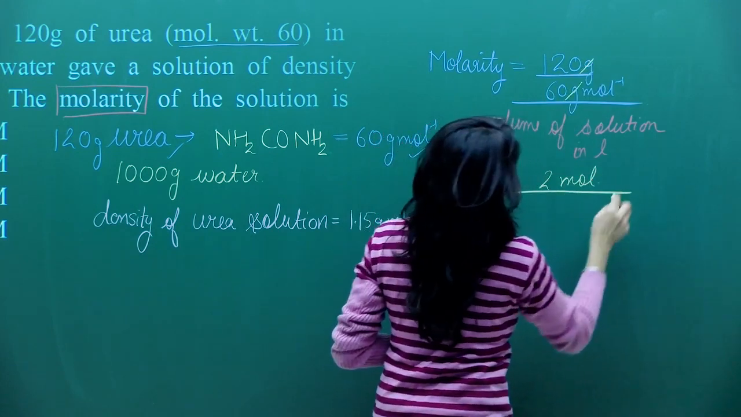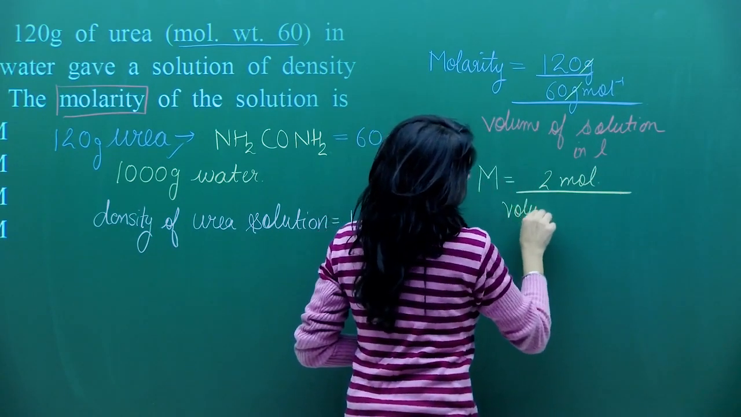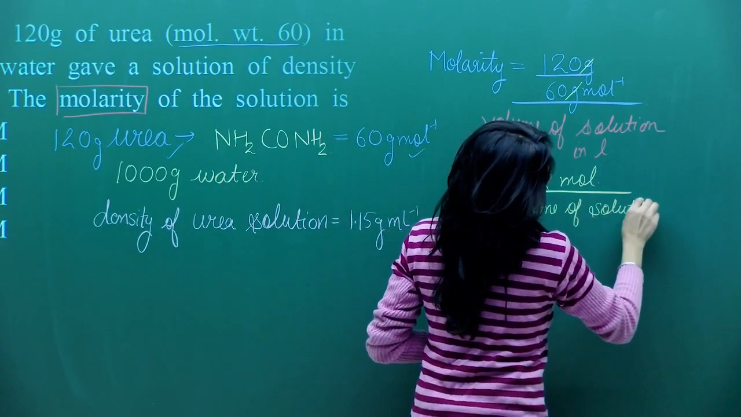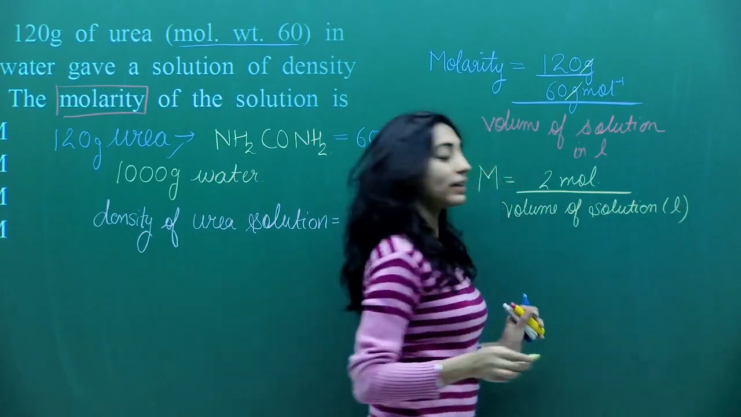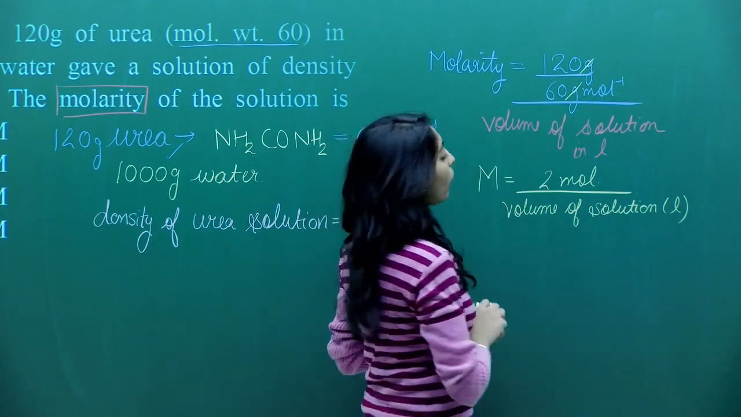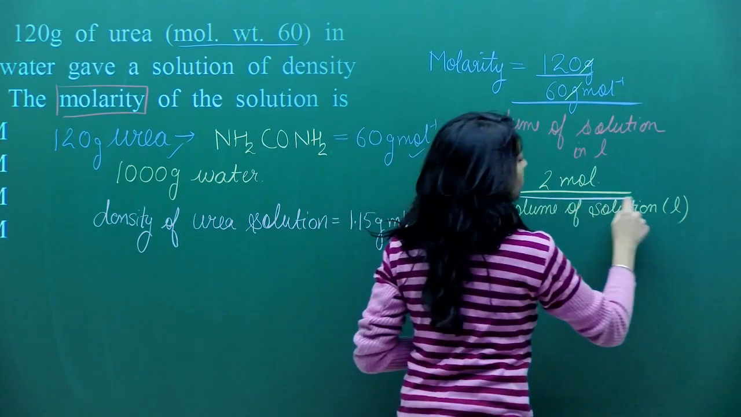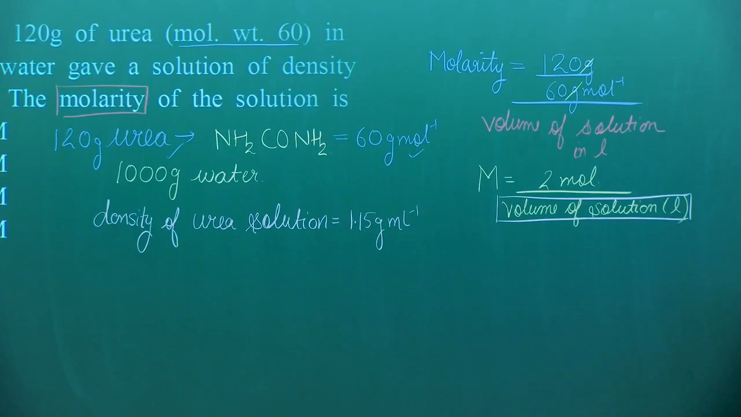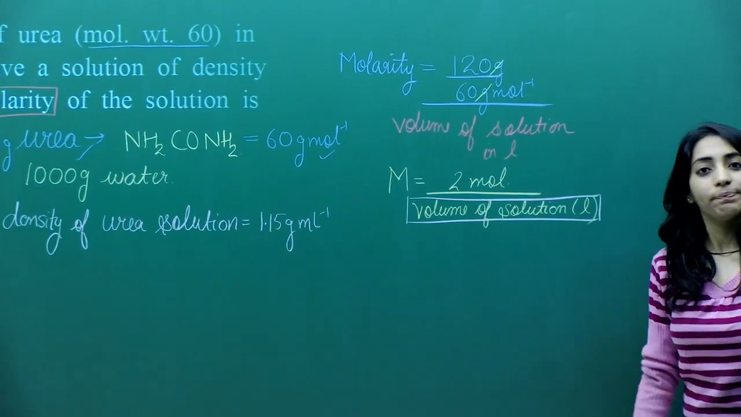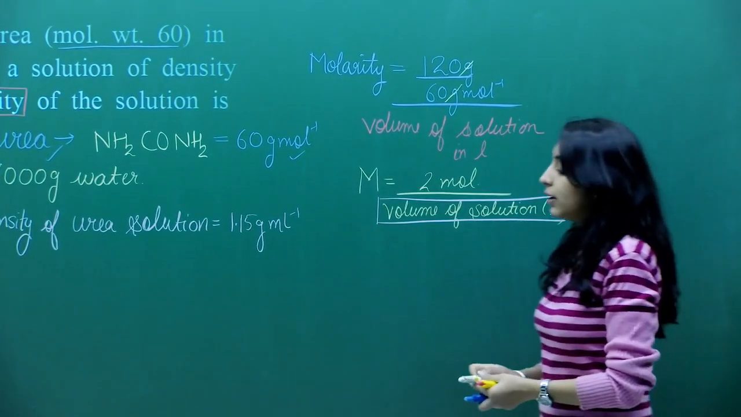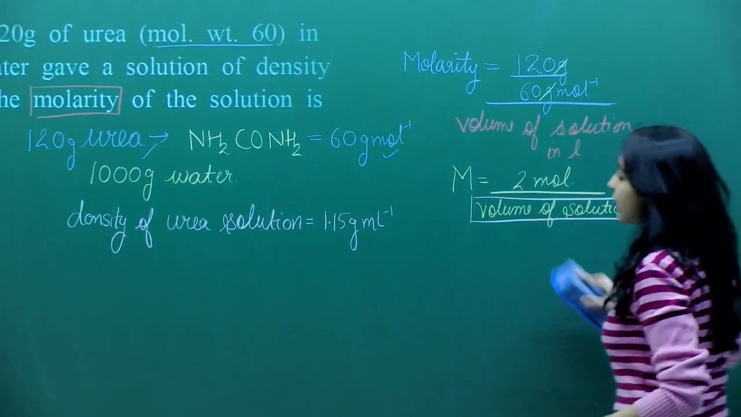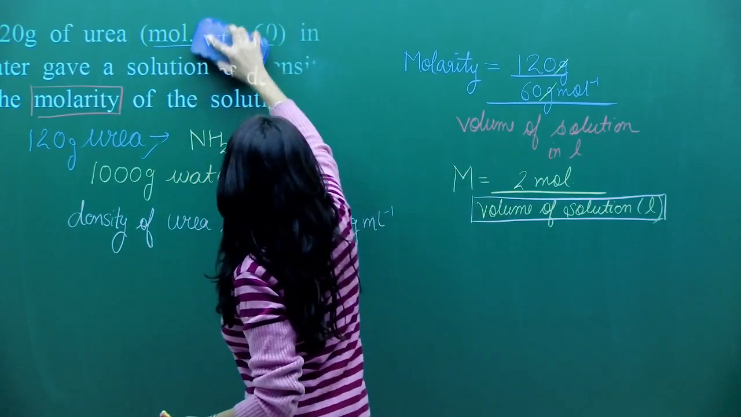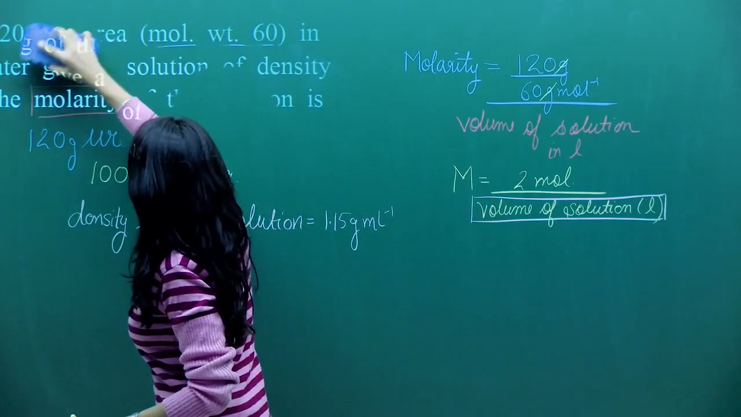Can I simply write it as, grams got cancelled, 2 moles to be divided by the volume of solution to be written in liters, right? Now my aim is to figure out what should be the volume of solution in liters. If you know this value, you can easily find out what will be the molarity. Let's see which statements we have already used. I am just ignoring them. This is done, this is done.